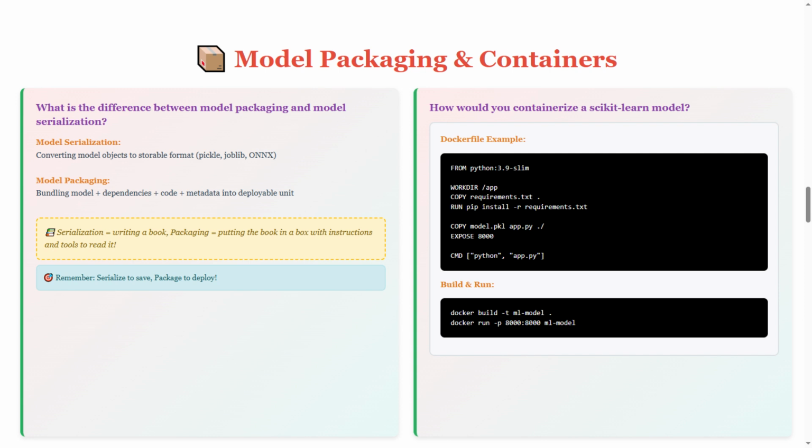Model packaging means bundling model plus dependencies plus code plus metadata into a deployable unit. The analogy section clarifies: serialization equals writing a book. Packaging equals putting the book in a box with instructions and tools to read it. The tip section reminds us: serialize to save, package to deploy.